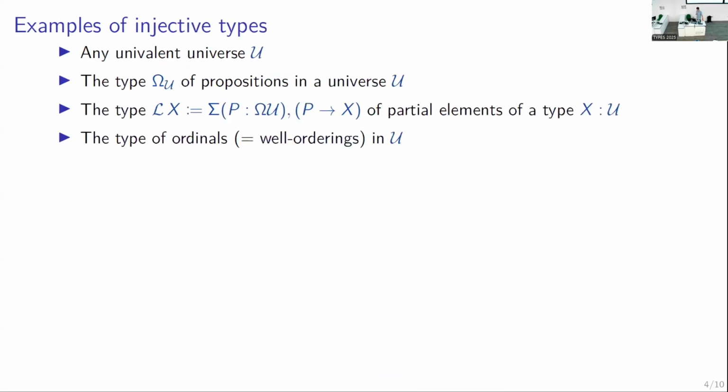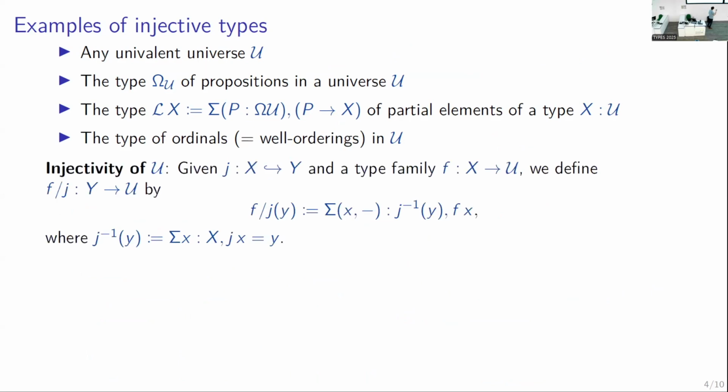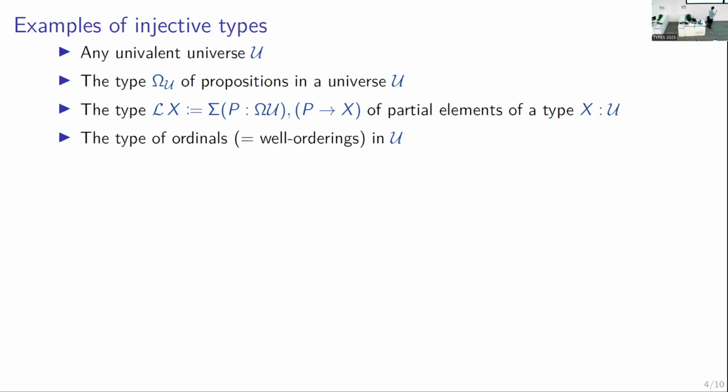Okay. So what are some examples? Any univalent universe is injective. The type of propositions in the universe is injective. The type of partial elements, this L X here, where you're taking a proposition and a map into this thing, so that will give you an element if the proposition is true. And the type of ordinals, also the type of well orderings. These are all examples of injective types.